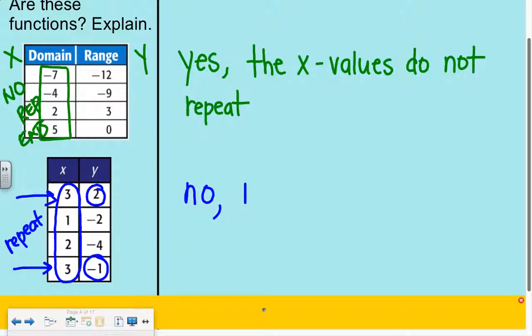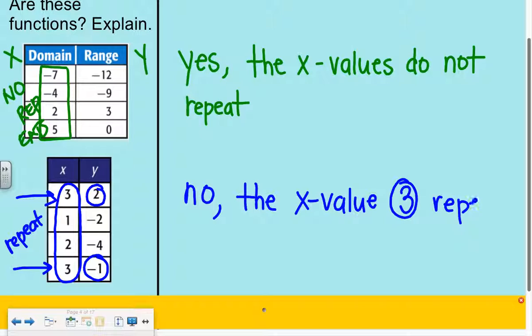So we're going to say no, the x value 3 repeats. The x value 3 repeats.